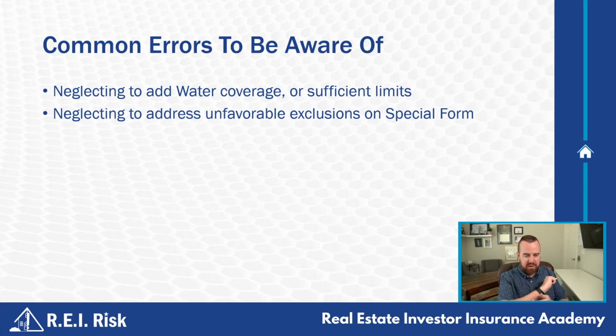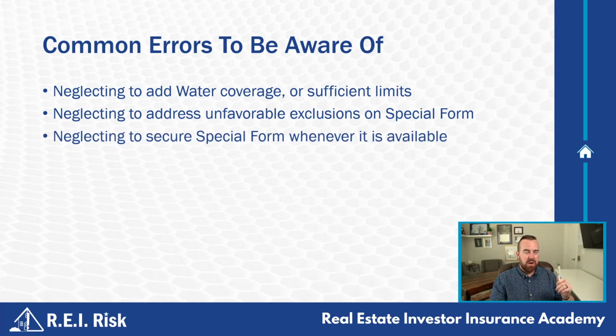Another error is neglecting to address unfavorable exclusions on special form. Sometimes vandalism or theft or malicious mischief or water damage, sometimes those things are excluded unless you add them back in. You're not automatically going to get special form cause of loss. You should ask your agent or broker if special form cause of loss is available. It's going to be the best option. Sometimes you'll pay a little more for it, but if you have the ability to get special form, then you should.